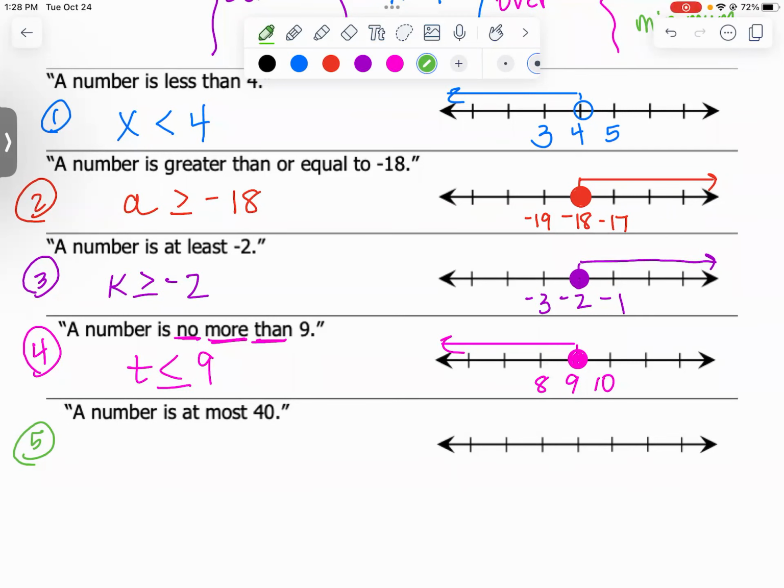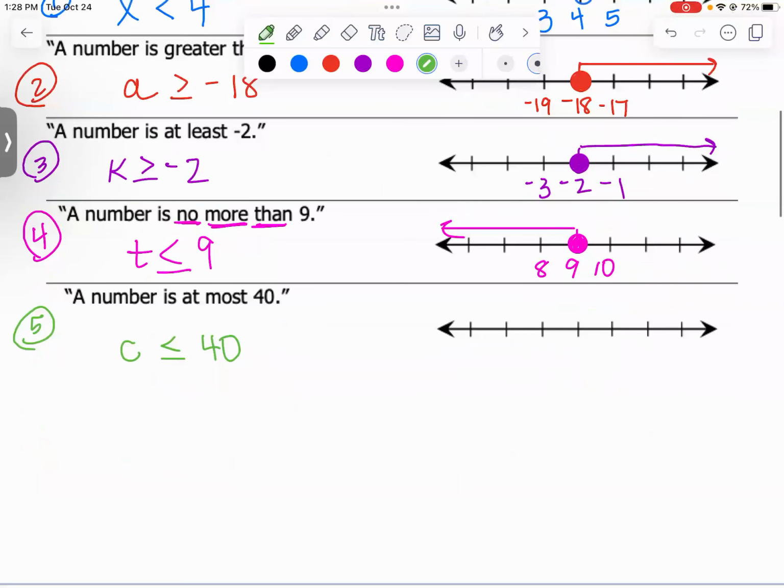All right. So how about C for Kadam? What symbol did you use, Kadam? Like greater than or equal to, less than or equal to? I used less than or equal to. Okay, a number is at most 40. It cannot be more than 40, at most 40 or less. So yeah, you're right, Kadam. Very good.